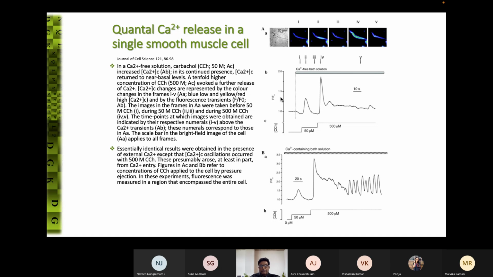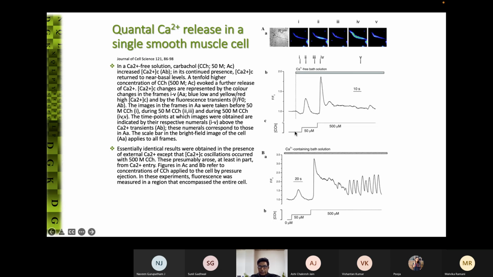The first layer of experiment that was done here, if you look at this one, they did in a single muscle cell or myocyte, and that's the image of that. The image is taken over different conditions, and the conditions are given in A and B. One is a calcium-free bath solution, and the other has calcium in the bath solution. And of course, the carbachol here is essentially an agonist, similar to the muscarinic receptor. That is how the calcium is going to be released when this goes and attaches to it.